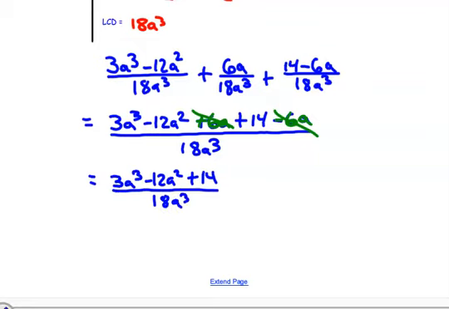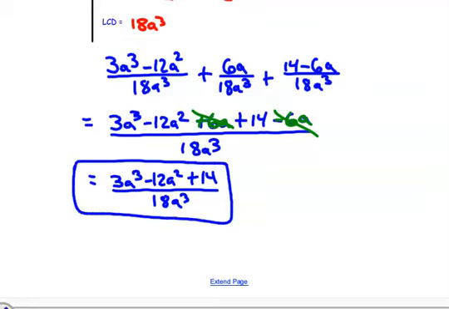Then I would look to factor if I can. Since this is an a to the third problem, I'm not going to be able to factor it the way we'd like to normally. And then 3, 12, and 14 up top, no common factors there, so this will not have any reducing. We can try to factor it, but we can't.